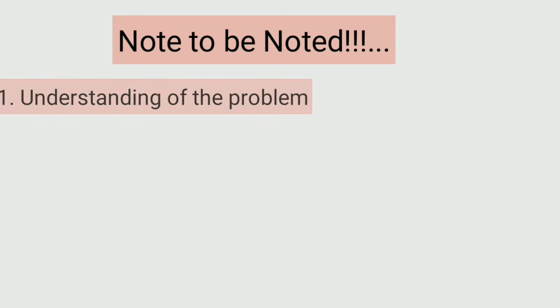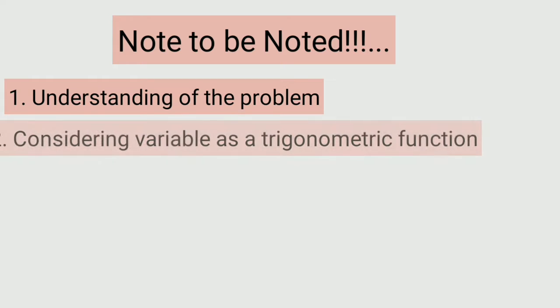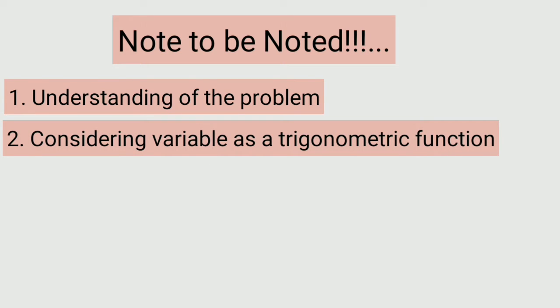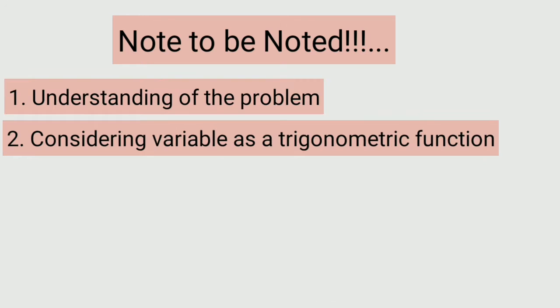So before going to solve any question, we have to keep some important points in our mind. Here we have 5 points which will help us in solving the problems. The first one is understanding of the problem, which means you will have to read the question properly, read the question twice and understand what has been given and what we must do further. Then the second point says considering the variable as a trigonometric function. So when we look at the problem, we should think of every variable in trigonometric form and then start solving the question.